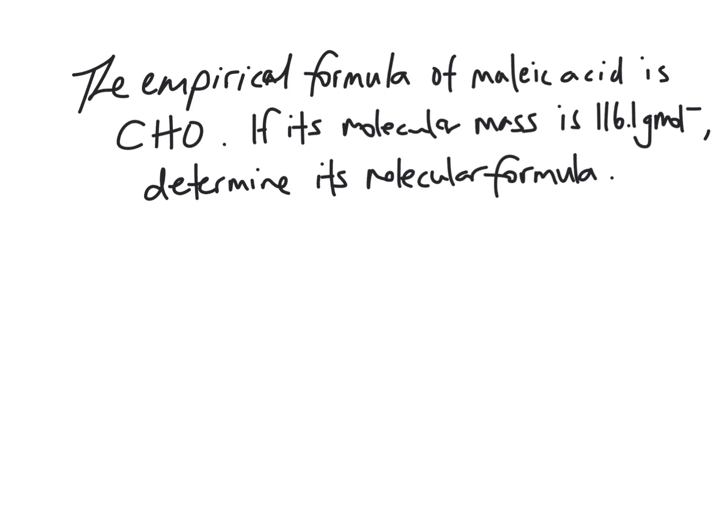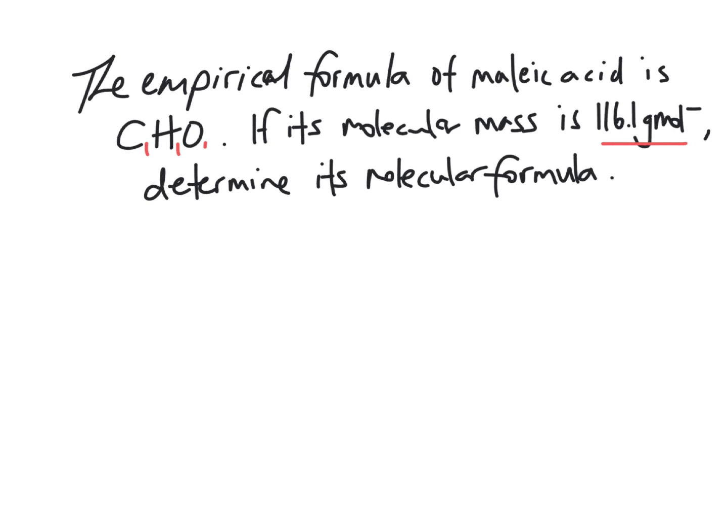All right, here we go. The empirical formula of maleic acid is CHO. What does that mean? Basically, you can interpret that like C1H1O1. Okay, they're in a 1:1:1 ratio. If its molecular mass is 116.1 grams per mole, determine its molecular formula.